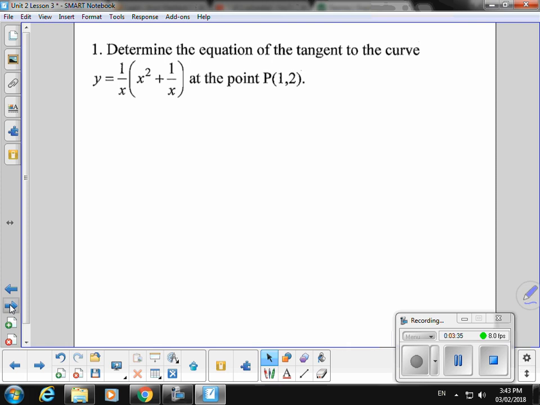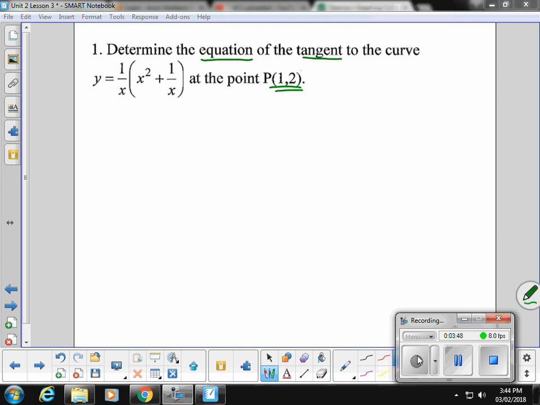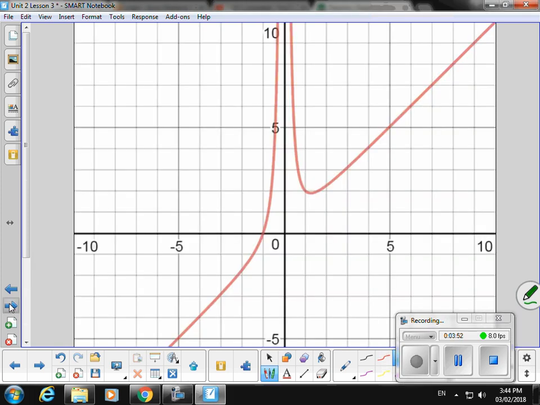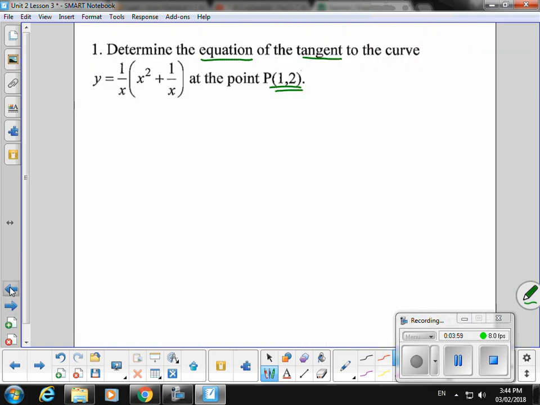Determine the equation of the tangent to the curve y equals 1/x times x squared plus 1/x at the point 1, 2. So at a specific place. Let's just have a quick peek at this function for a second before we do our algebra. So it's this crazy thing with the asymptote in the middle. Let's play with it a little bit.